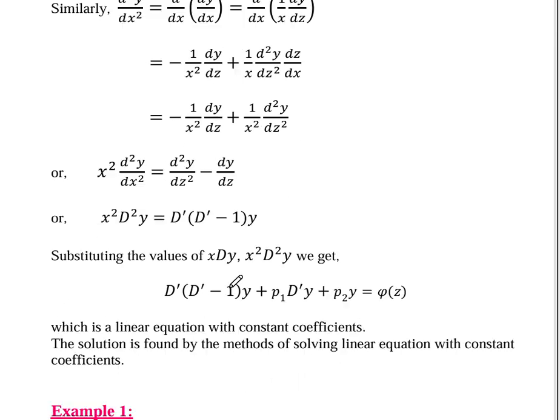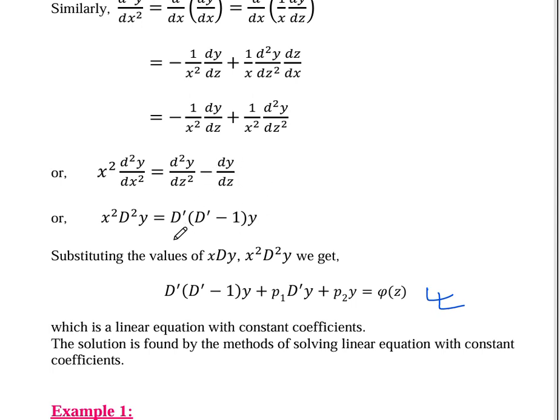Again we can rewrite this in terms of D, since we know that D means d/dx. So x squared D squared y equal to, since we have dy/dz in terms of this, we can rewrite it as D dash into (D dash minus 1) y. Now substituting the values of x D y and x squared D squared y, we get a linear equation with constant coefficients. This solution is found by the method of solving linear equations with constant coefficients. So this is the general case. This way we are going to solve the remaining questions.